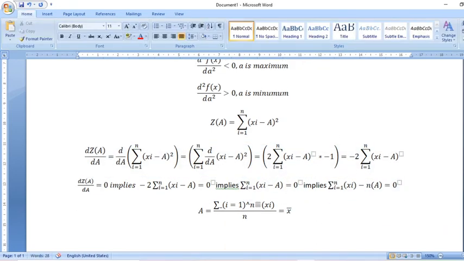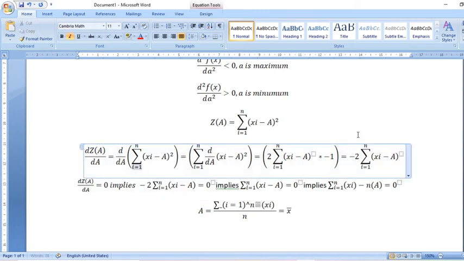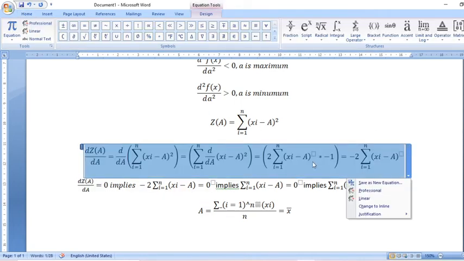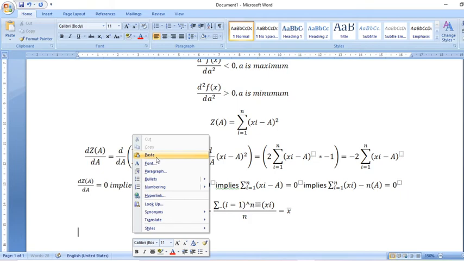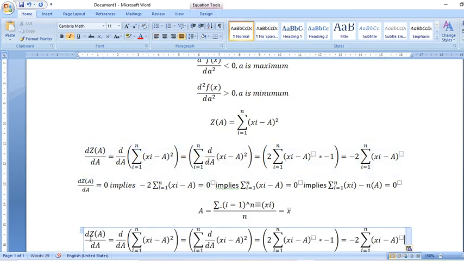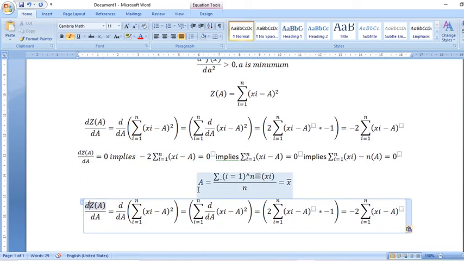Now how can we verify that the second derivative is greater than 0? So let us take the second derivative of this function z of A. What will be the second derivative of z of A? Let us put the square now.